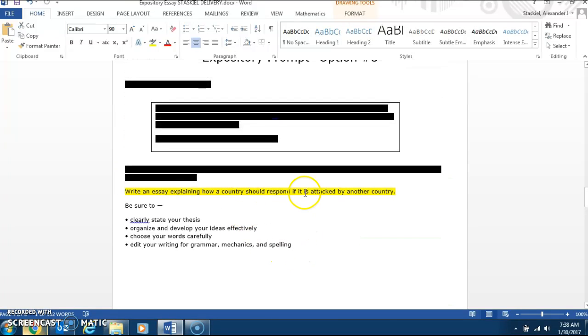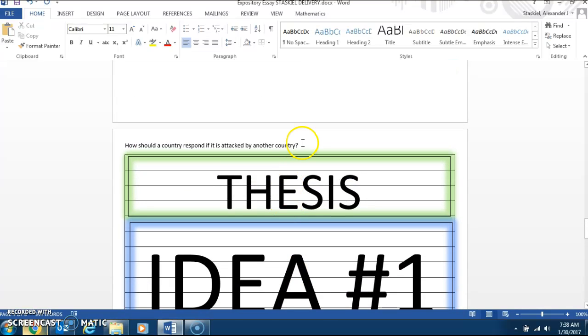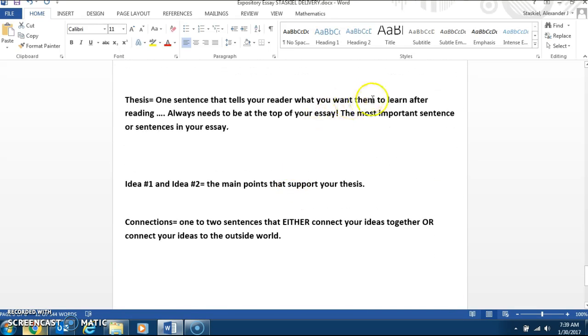If I was doing this, what I'm going to do first, write an essay explaining how a country should respond if it's attacked by another country. If I'm going to write my thesis, I'm going to turn this prompt into a question. So I'll rewrite it. How should a country respond if it is attacked by another country? That's a question. Once I answer this question, how should a country respond if it's attacked by another country? Once I answer that question, I'm going to have a thesis. My answer to this question is my thesis. It's what I want the reader to learn after reading.